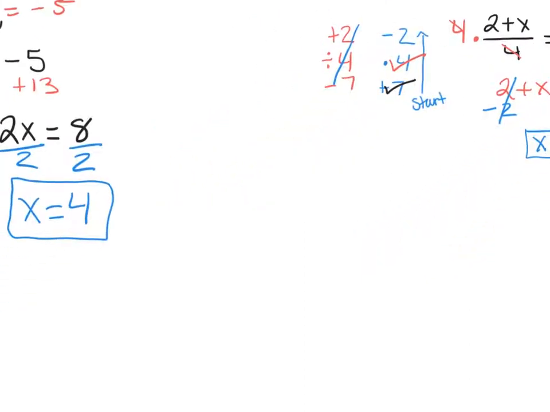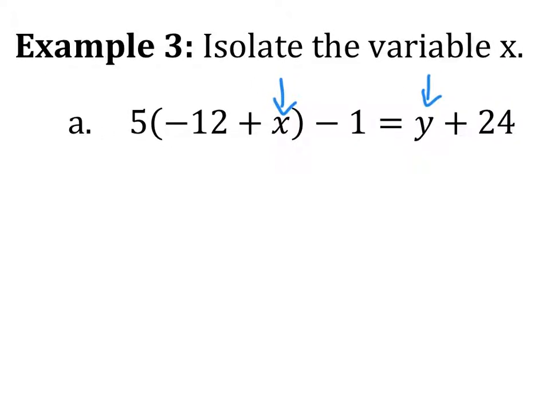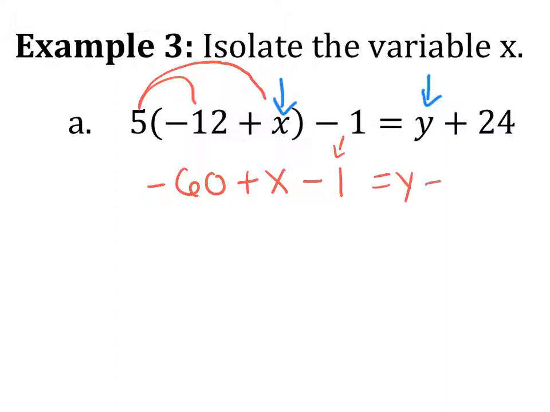If we look at the next example, that's not always going to be the case. Sometimes, like here, we have an x and a y, so our final answer won't just be one number, it'll end up being an expression. But we can still follow all of the same rules. So we can start by distributing the 5 times negative 12 and the 5 times x. Which will give us negative 60 plus x, and then minus 1 is still at the end there, equals y plus 24.